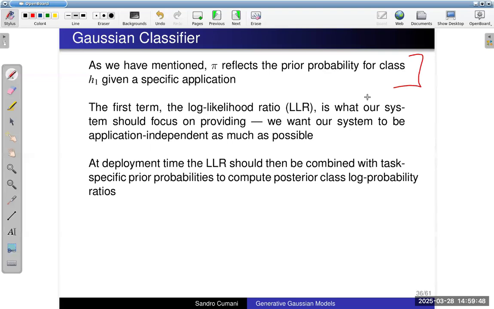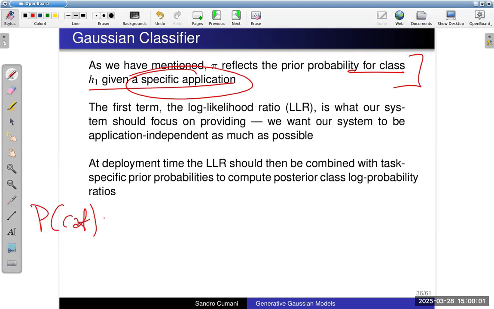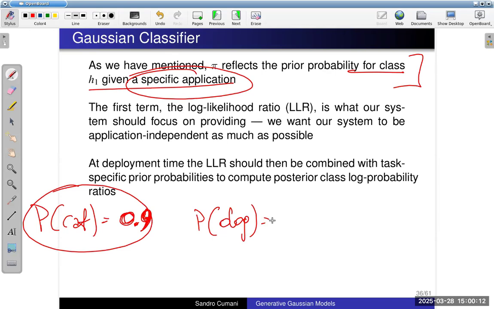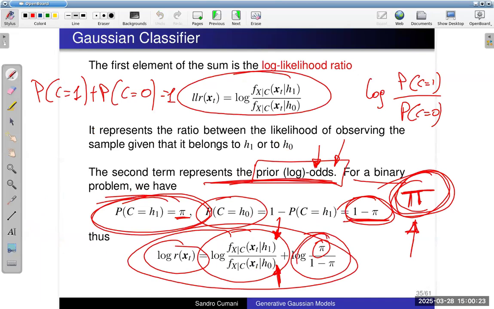The second term represents the task, so it gives us information that is related to the specific environment where we will apply our classifier. We made the example yesterday. Prior probability describes the probability that I will get a sample of that class. If I take pictures and I'm a cat lover, then probably my prior probability for cat is large and my prior probability for dogs is small. If I'm a dog lover, it may be the opposite. I may have that the prior probability for dog is larger. In any case, this depends on my prior knowledge on the problem.